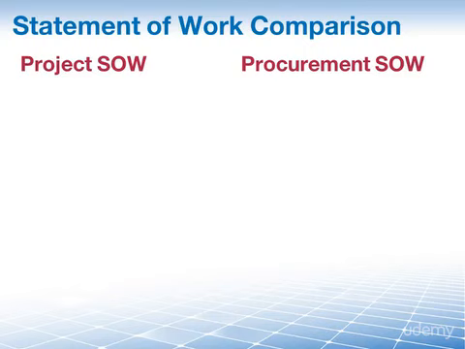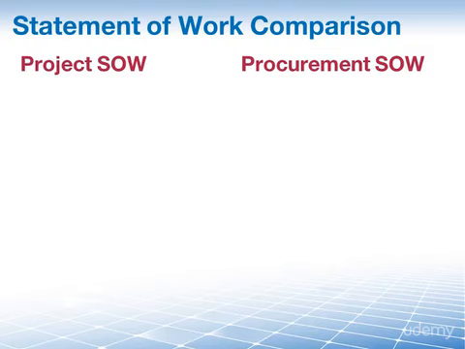So both the SOW and the procurement SOW are part of your project documents according to the PMBOK guide, and they describe products, services, or results. But these are distinct documents. They're separate with a different purpose and audience. Let's take a look at the differences.